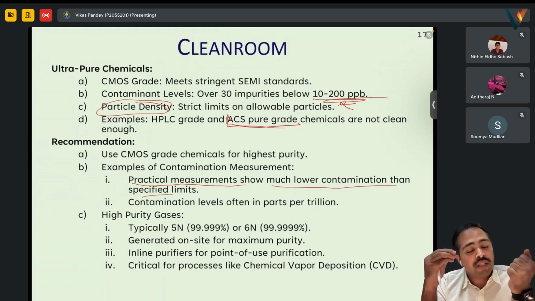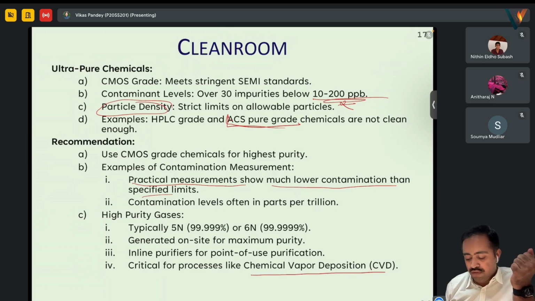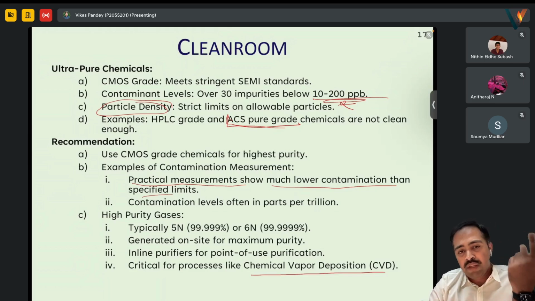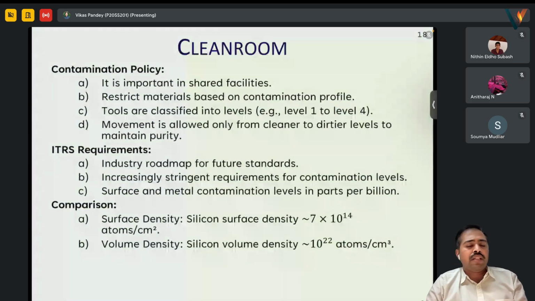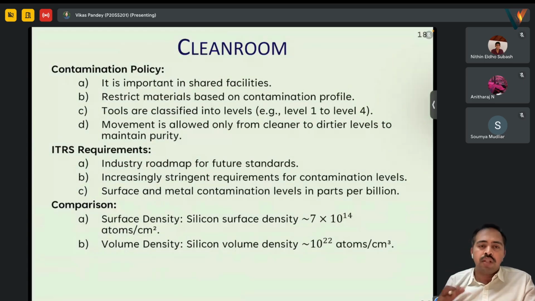And these are very important for processes like chemical vapor deposition that we will be studying in the deposition chapter. That is, I think, the third unit. Okay, these you can go through. I will be anyway sharing these ones. Any confusion till here? Anyone? Okay. So overall, you go through all these policies. What are the requirements?